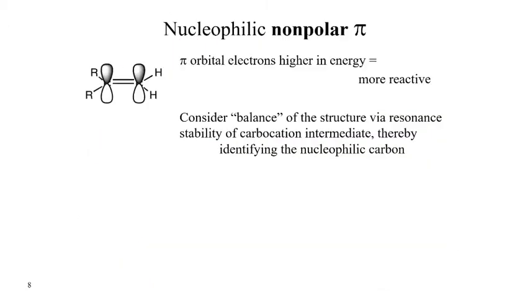Okay? So pi orbital electrons, or p orbital electrons, are higher in energy and therefore more reactive. So what we're seeing is those electrons being the ones to react. And what becomes tricky is that while those electrons are reactive, they are found in a bond connecting two carbons. So those electrons are going to end up with one of those carbons. Well, which one is going to win out? Which one gets that carbon? And so that's where we're considering the balance of that structure via resonance.